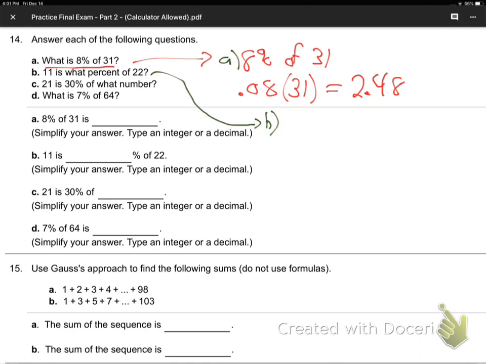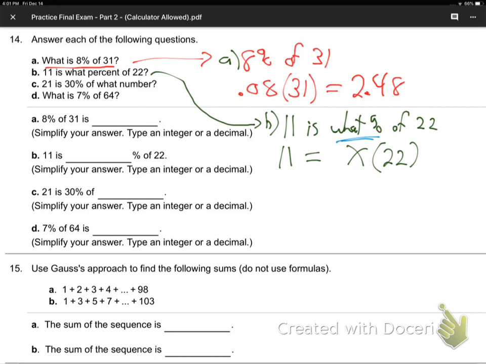Here's B. 11 is what percent of 22? So 11 is equals what percent, that's X, of is times 22. So there's our little equation. How do we solve that little equation for X? The what percent is the X? Divide by 22. Boom.